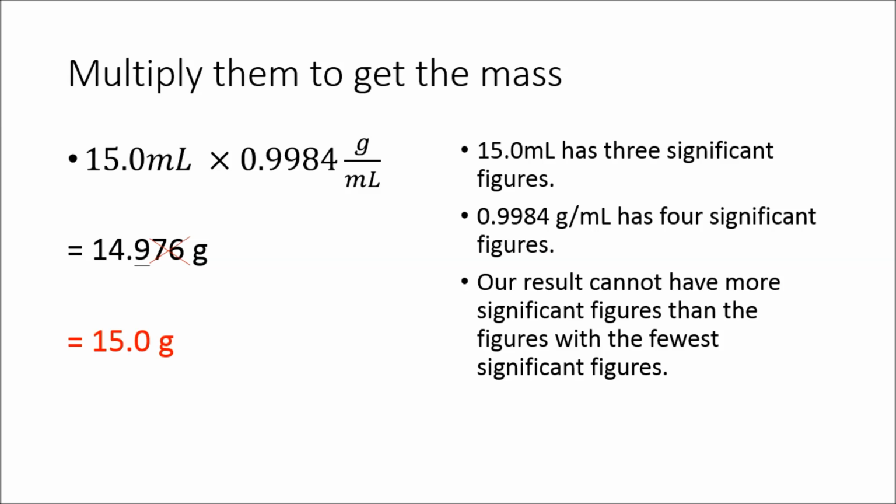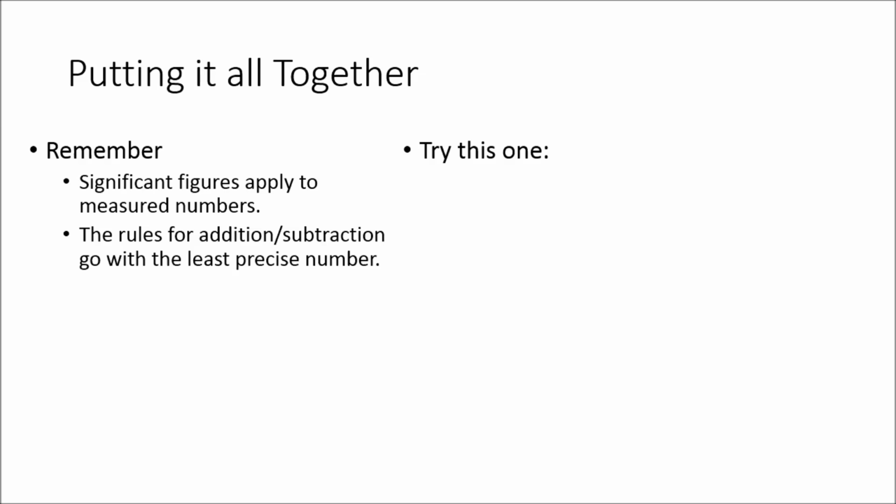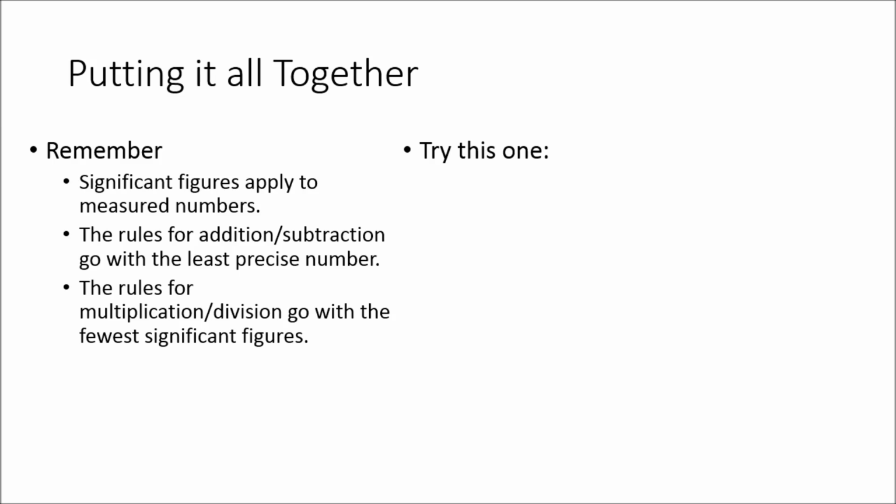Now, there's a few things I'd like you to remember. One, significant figures apply to all measured numbers. If you're ever measuring something, there's a significant figure issue that you're going to have to deal with. Next, the rules for addition and subtraction will always go with the least precise number, and the rules for multiplication and division will always go with the fewest number of significant figures you have.